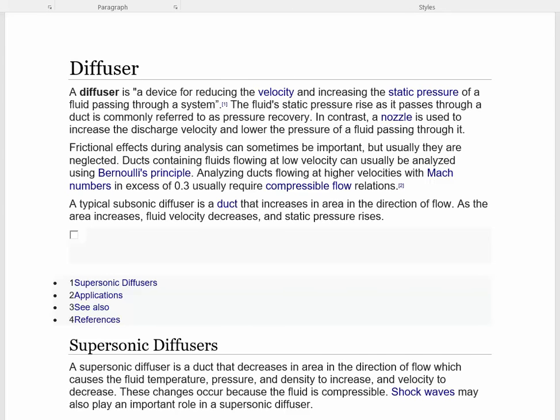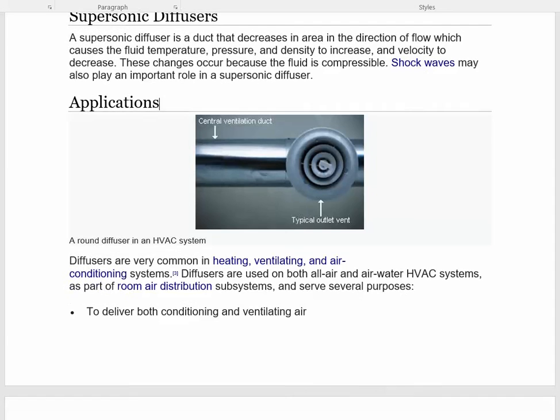Today we will learn about the supersonic diffuser. A supersonic diffuser is a duct that decreases in area in the direction of flow, which causes the fluid temperature, pressure and density to increase and velocity to decrease. These changes occur because the fluid is compressible, and shock waves may also play an important role in supersonic diffusion.